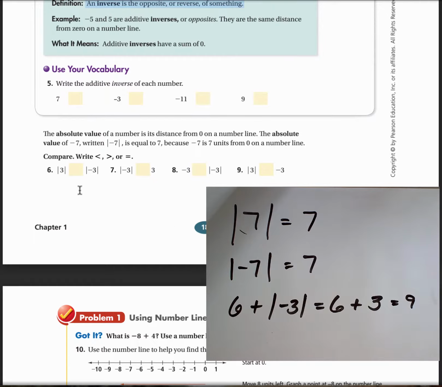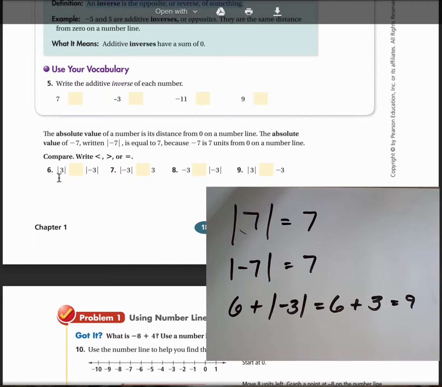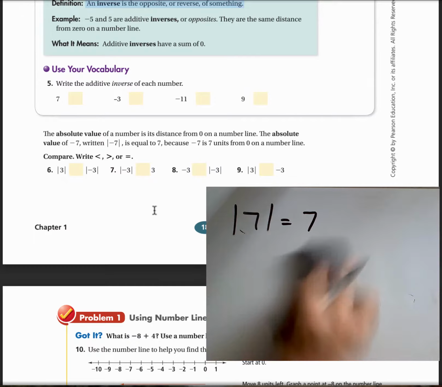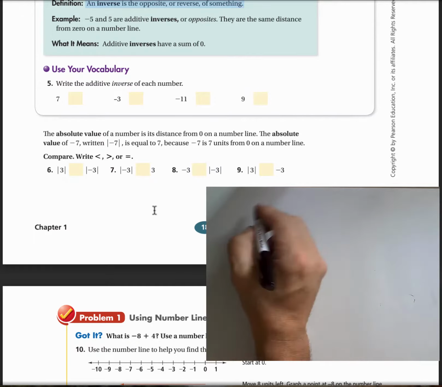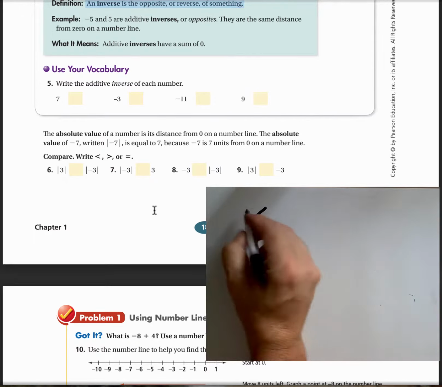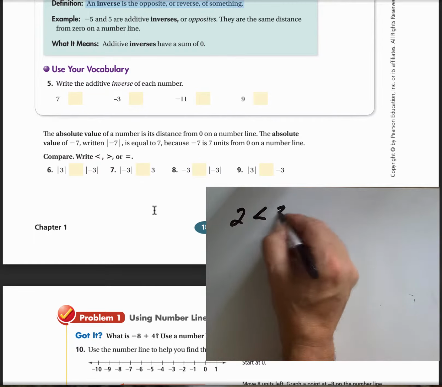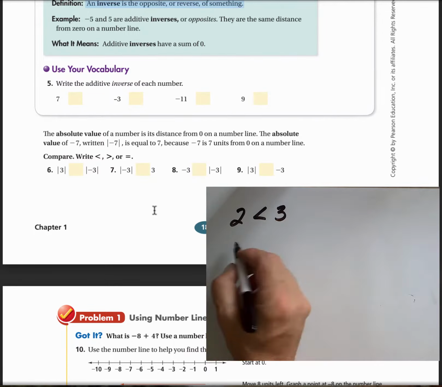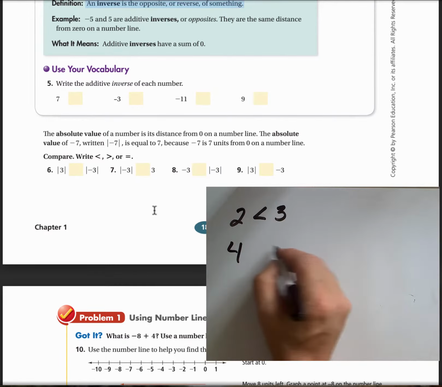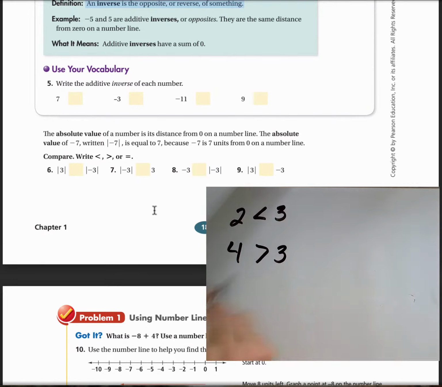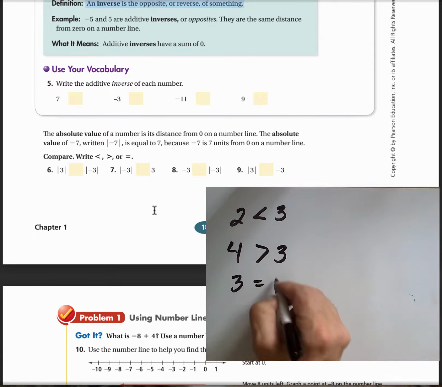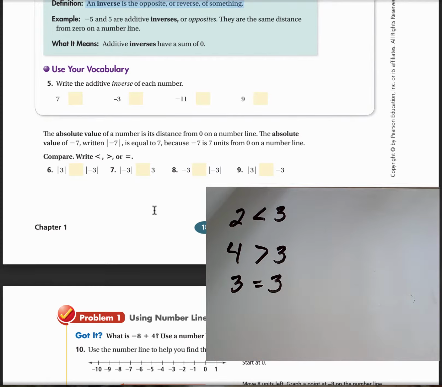So if we take a look at example number 6 here, it says I want to compare or write whether these are less than, greater than, or equal to. You should know your inequalities by now. If you don't, let's review this real quick. An inequality for less than would be something like this. 2 is less than 3. All right, if we did this, 4 is greater than 3, and then 3 equals 3. So those are your 3 inequalities or equalities that we're going to work with in this case.